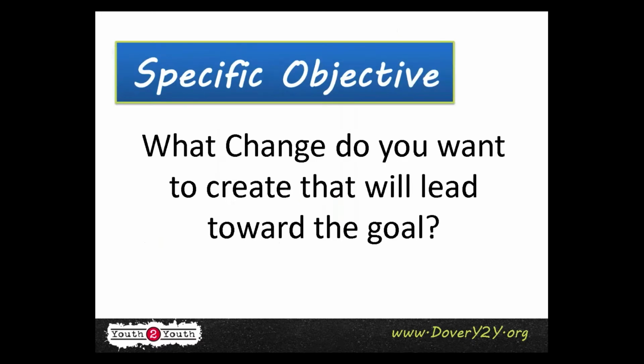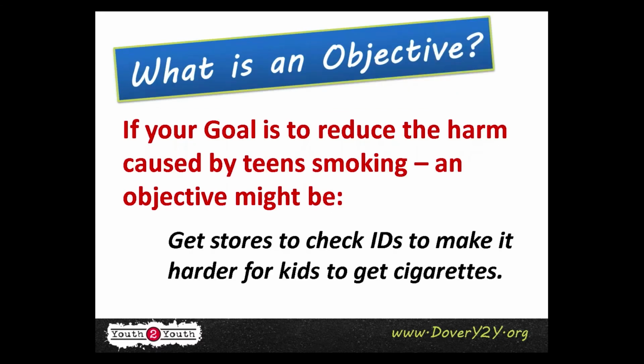Go ahead. You're doing great. Okay, so not only do you have to figure out what your goal is, you also have to figure out what your specific objectives are. So this means, what do you want to change that will help you lead towards your goal? An example of this is if your goal was to reduce the harm caused by teen smoking, your objective might be to get stores to check IDs more thoroughly to make it harder for kids to get cigarettes.